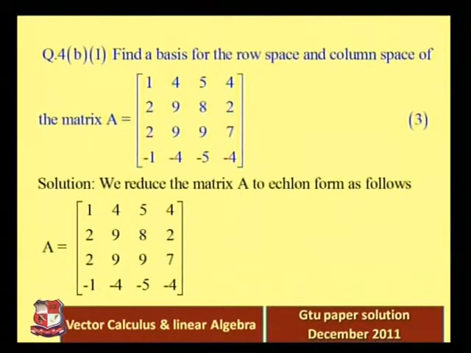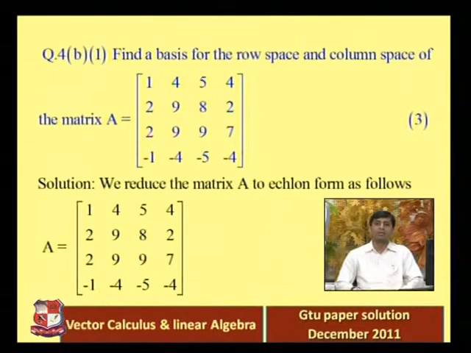Find the basis for the row space and column space of the matrix A. Here we have a 4 by 4 matrix. This question was asked for 3 marks. If you want to find the basis for the row space and column space, you have to convert the matrix into row echelon form. In the row echelon form, see how many non-zero rows there are. Suppose we have 4 rows, and 3 are non-zero rows and the fourth row is a zero row. Those 3 row vectors are exactly our basis for the row space.